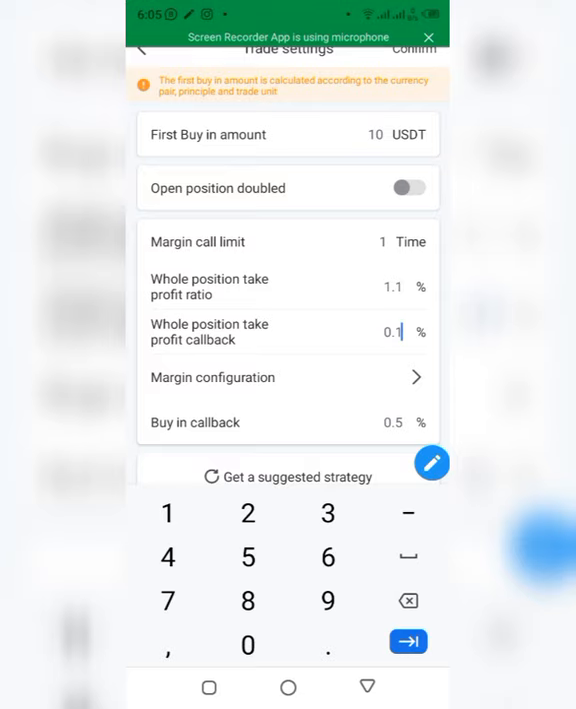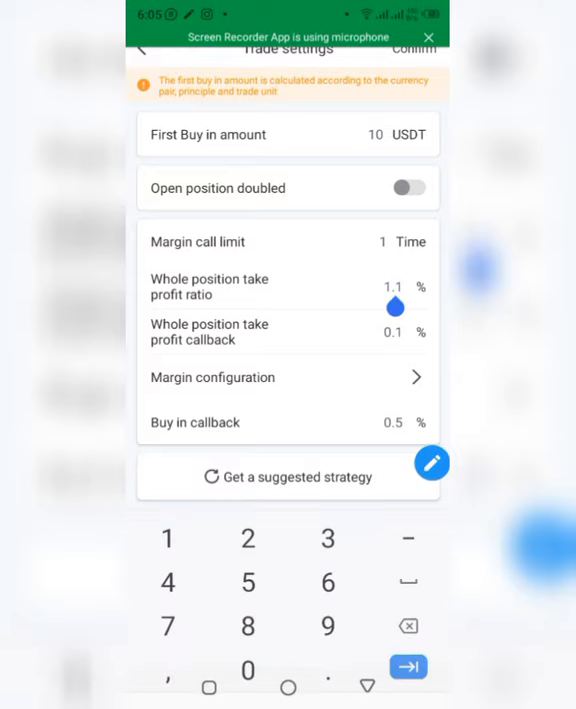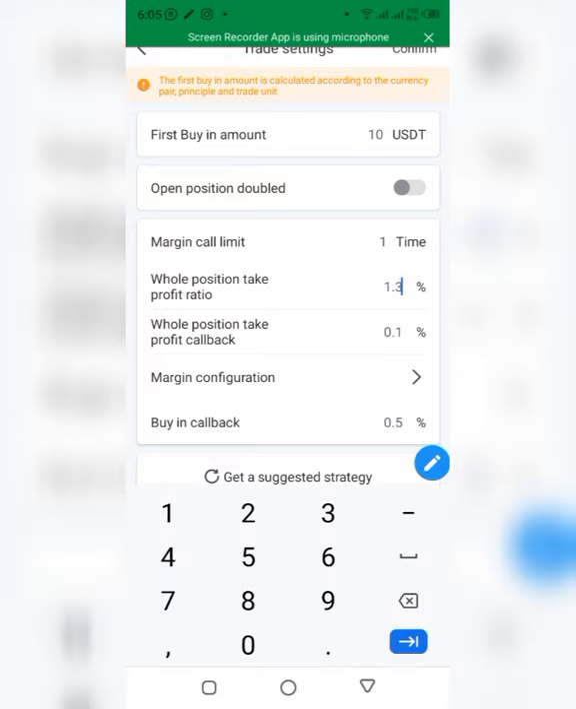All right, now if you are to set it at 1.3, this profit might get to 1.2, but it will not trigger, because the bot does what you tell it to do. So it might get to 1.2, but it will not trigger.